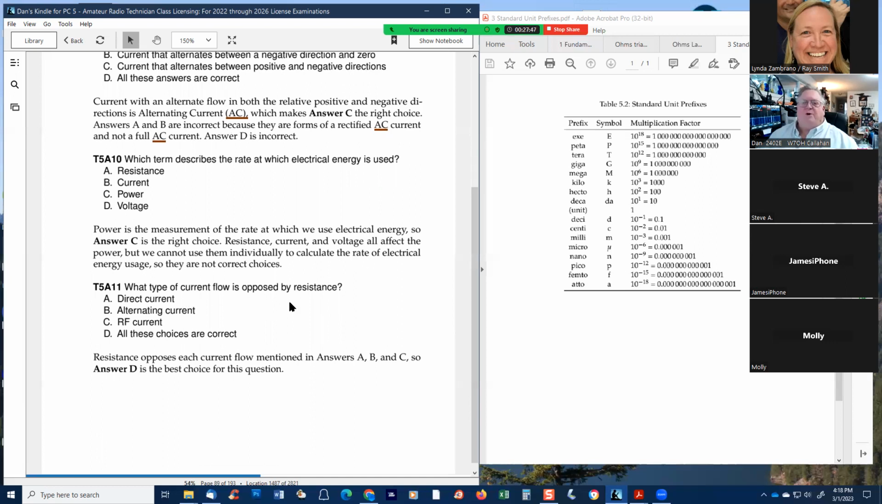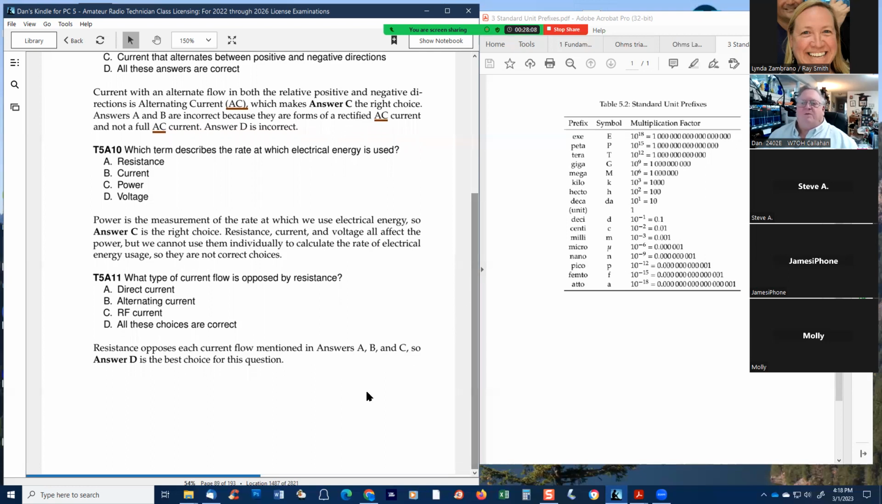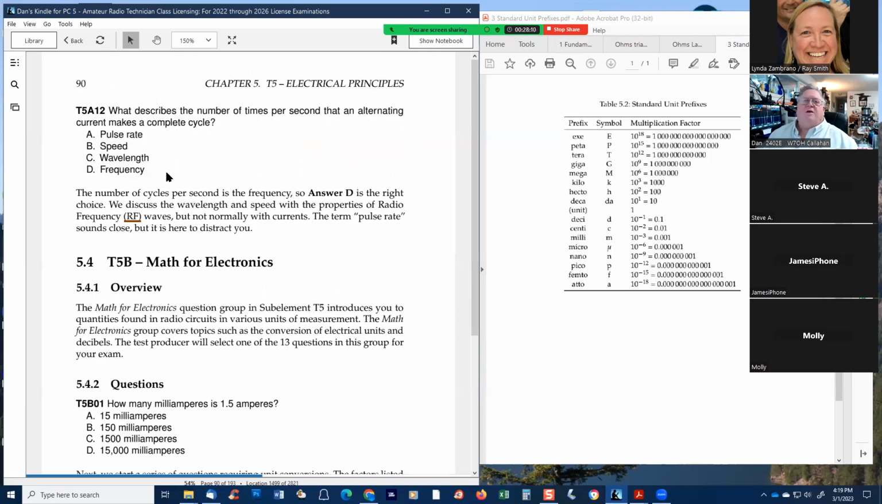What type of current is opposed by flow, opposed by resistance? I mentioned direct current: it wants to go, but it'll light up a light bulb, that's high resistance. AC is resistant. And RF current is resistant as well. So all of these are correct. All of those have resistance that we experience.